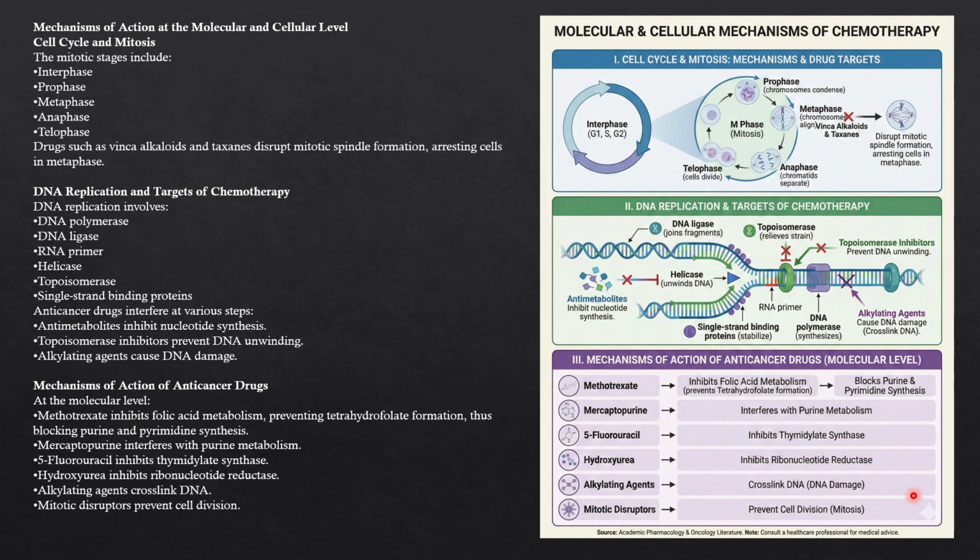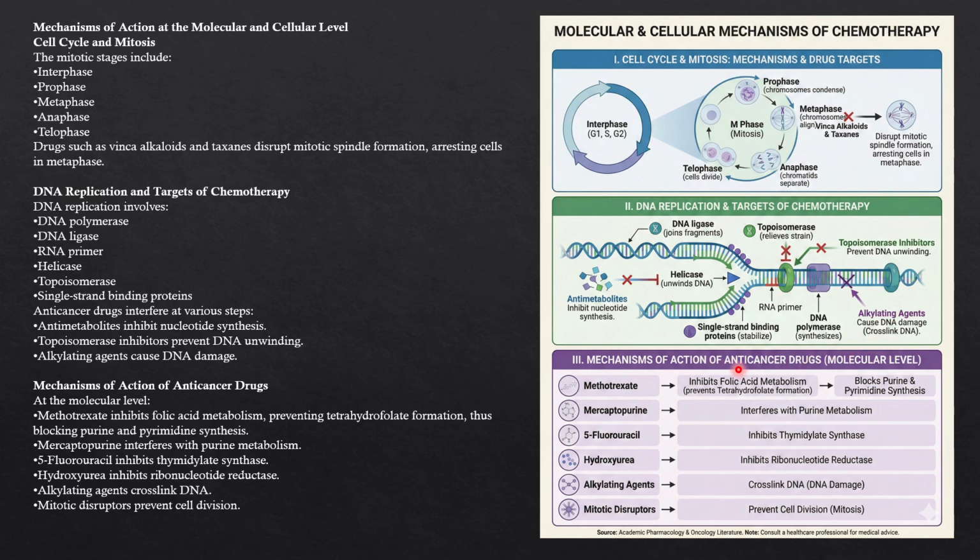The molecular mechanisms of the cell cycle and chemotherapeutic agents: the cell cycle and mitosis mechanisms and the drug targets, where they target interphase, prophase, M phase, and anaphase. All the different cell cycle phases are there, and the vinca alkaloids and the taxanes basically target metaphase. There are other inhibitors which target the RNA primer and the topoisomerases, and alkylating agents cause DNA damage and cross-link DNA.